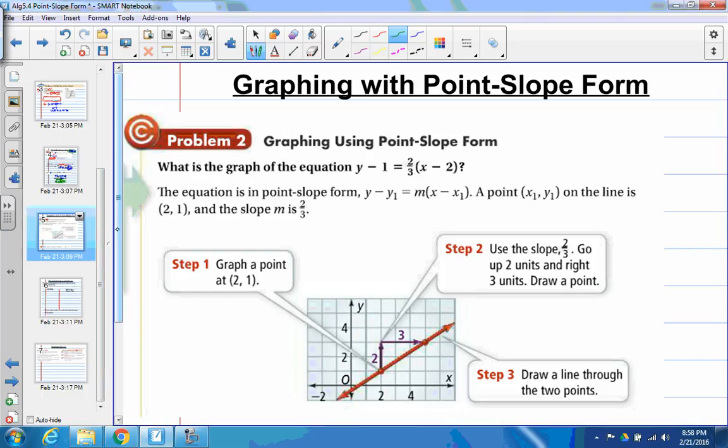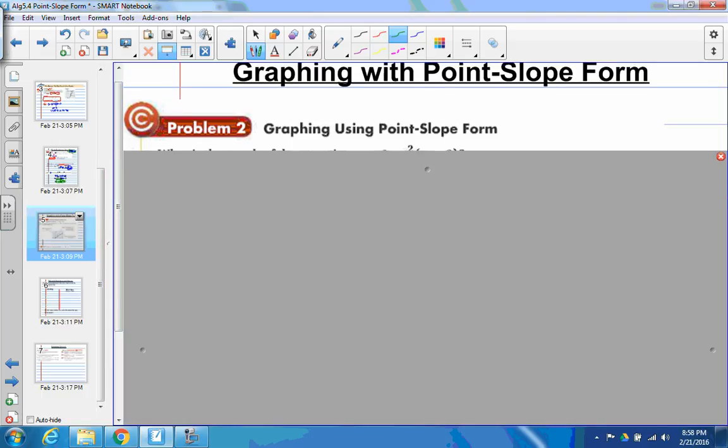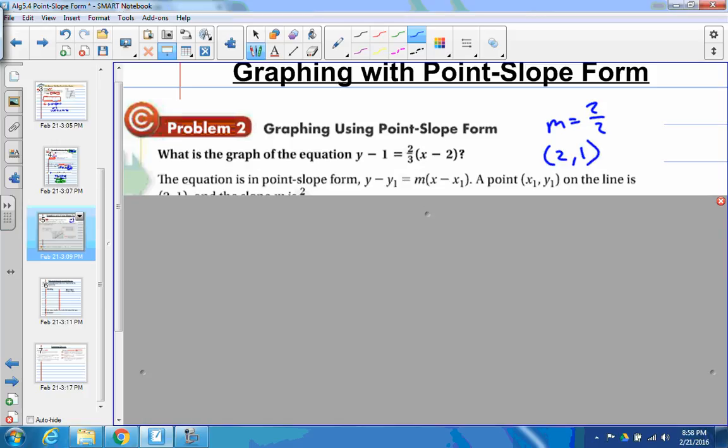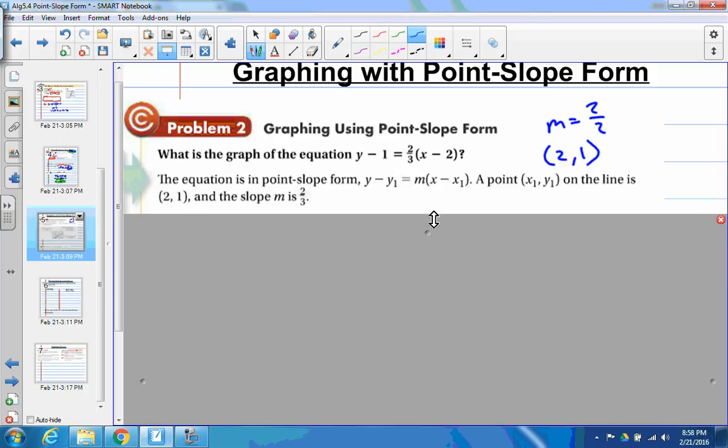So we're going to make this quick. I'm going to give you a problem that says, what is the graph of the equation y minus 1, so that would be our y1, equals 2/3 times x minus 2. So remember, before we even start, you can tell that the slope is 2/3, so that's our rise over run. And there's a point, the x1 would be 2, and y1 would be 1. They're both going to be positive because the subtraction symbol is still there.